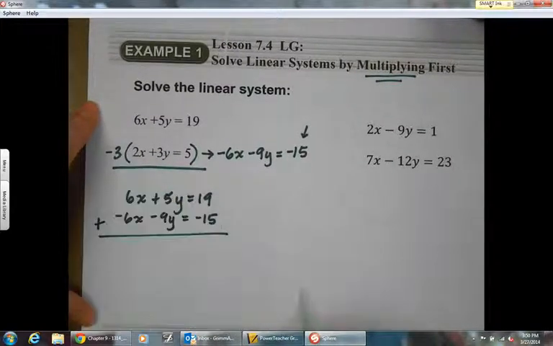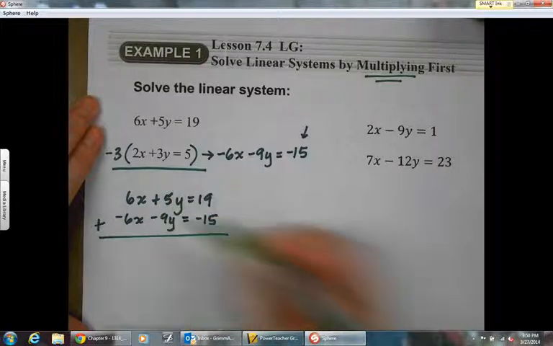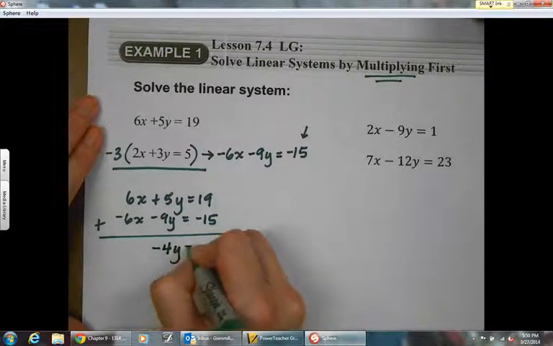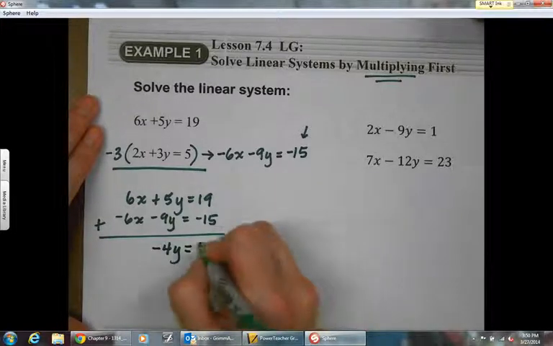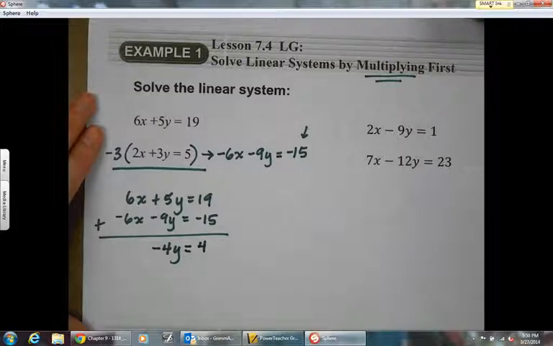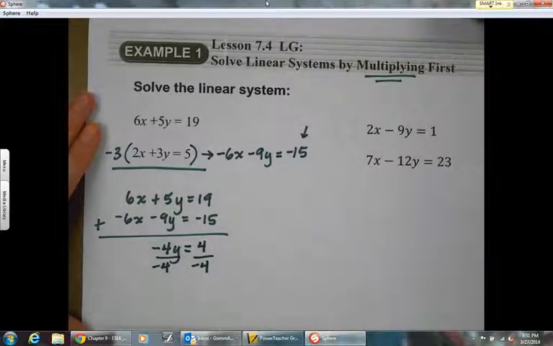So I have 6x plus negative 6x, so that drops out and becomes 0x. I'm going to add my next term, so I have positive 5 and a negative 9, so that's going to be negative 4y equals 19, and a negative 15 would be a positive 4. And from here, I just have to divide both sides by negative 4. And I get y equals negative 1.